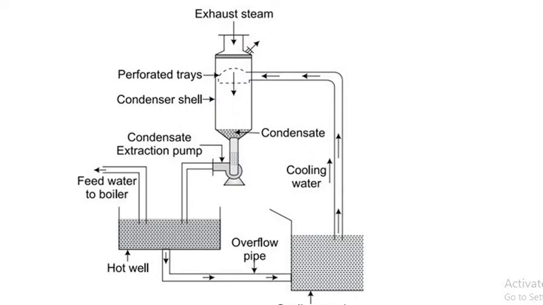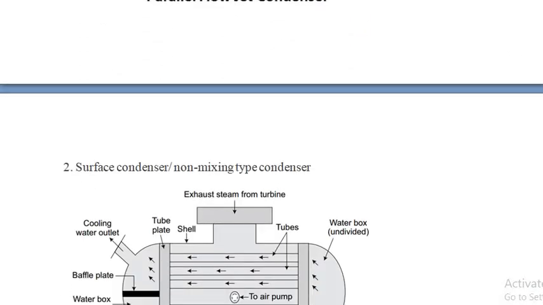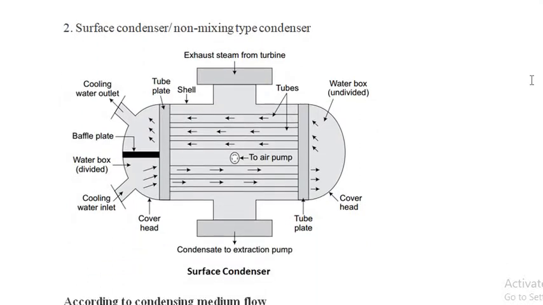The next one is the surface condenser. This is one kind of shell type condenser. You can see this is a cylinder condenser. Here is the cooling water outlet, and this is the cooling water inlet. The cooling water enters over here, then goes through the pipes, enters this chamber, and finally passes to the outlet, which is the exit point.